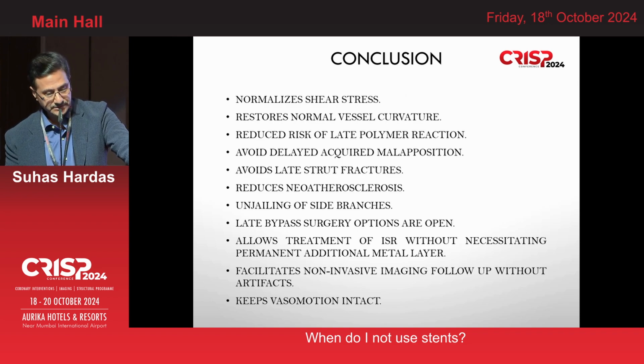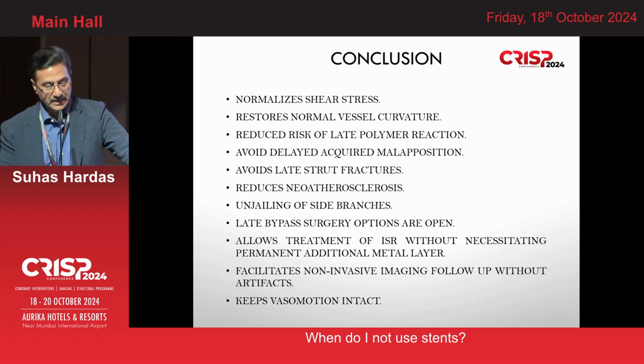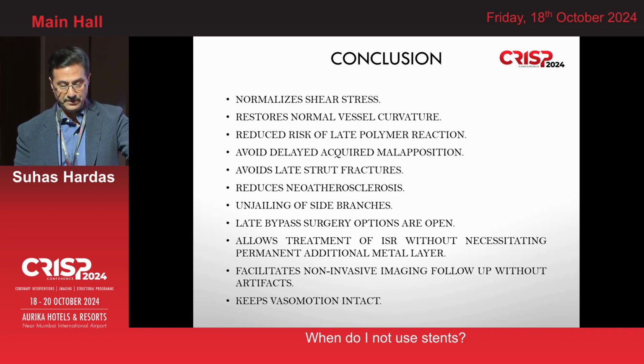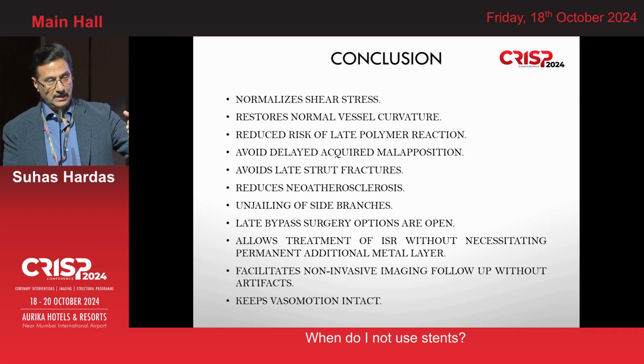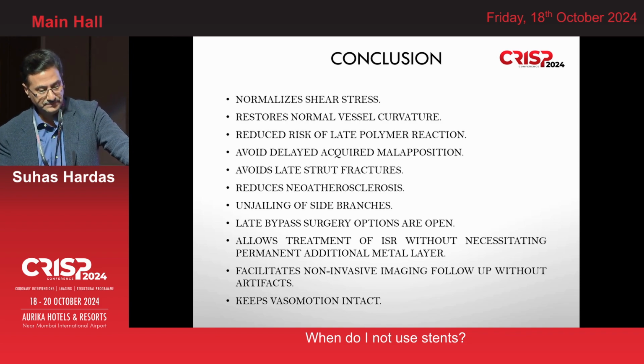These are the conclusions. Use DCB because it normalizes the shear stress, restores normal vessel curvature, reduces risk of late polymer reaction. Avoid delayed acquired malapposition because the late luminal loss is more often seen with DES than with DCB. And that is also one of the reasons for very late stent thrombosis due to acquired malapposition.